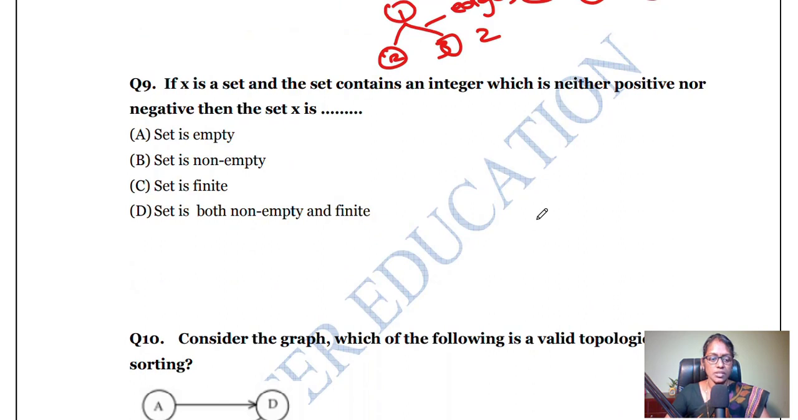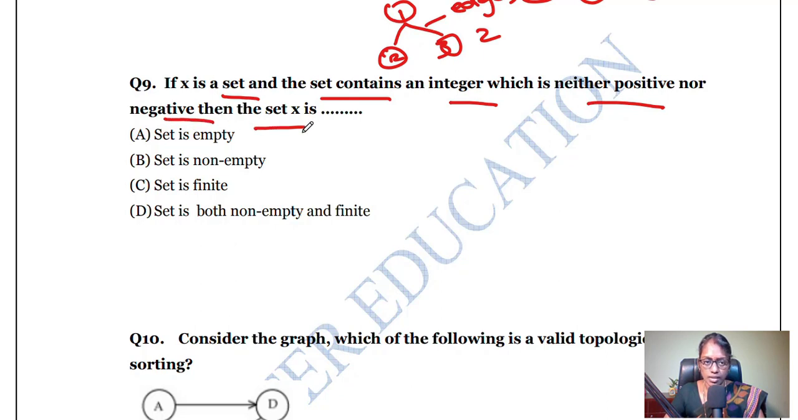The next question: if X is a set and the set contains an integer which is neither positive nor negative, then the set X is what? Set is empty, set is non-empty, set is finite, set is both non-empty and finite. First of all, understand the question. X is a set containing some values whose condition is that it is not a positive number and also not a negative number.